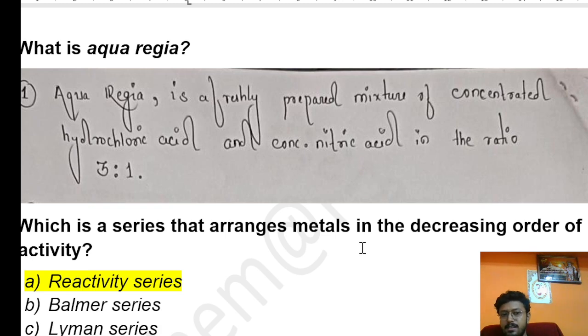Dear student, it's basically two questions. What is aqua regia? Concentrated hydrochloric acid and nitric acid. And the second question is the ratio of aqua regia. The ratio is 3:1. Got it, my friend? Any confusion? Now move to question number 2.